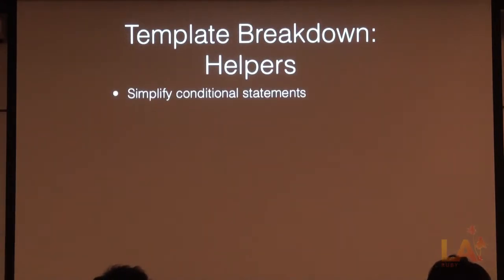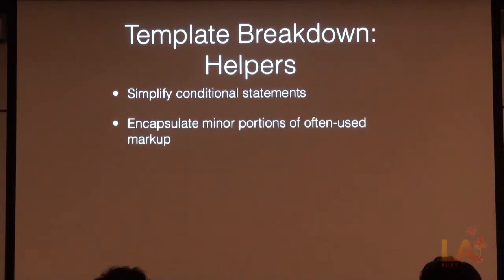All right, so now we're breaking down helpers. One good thing to do with helpers is to simplify conditional statements. I think that if you have a conditional statement, like if this, and that, and the other thing, that's too much Ruby code for a view. You should have at most one helper method that returns true or false. You can call that and wrap that around your code in the view. We can also encapsulate minor portions of often used markup in here.